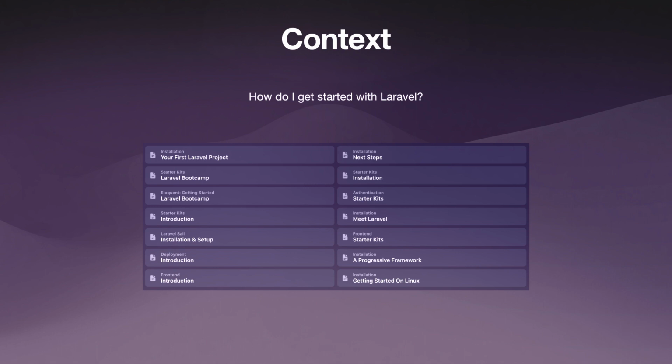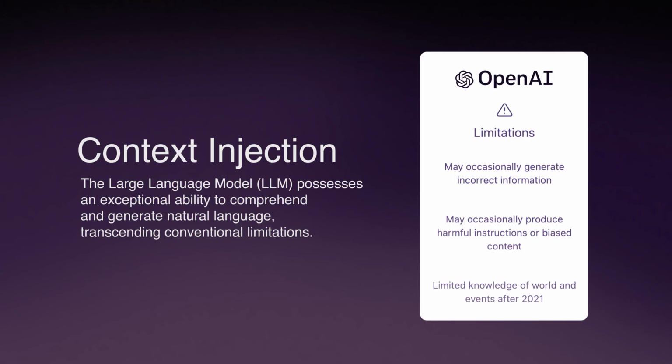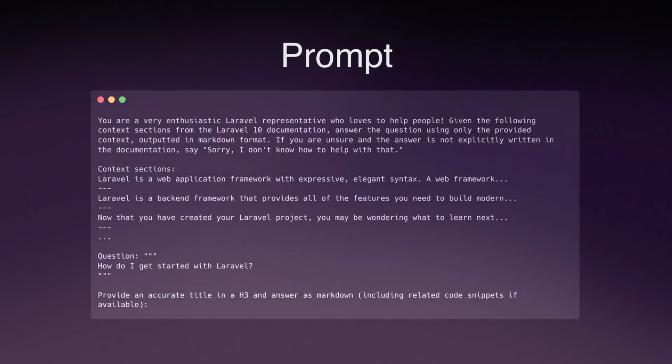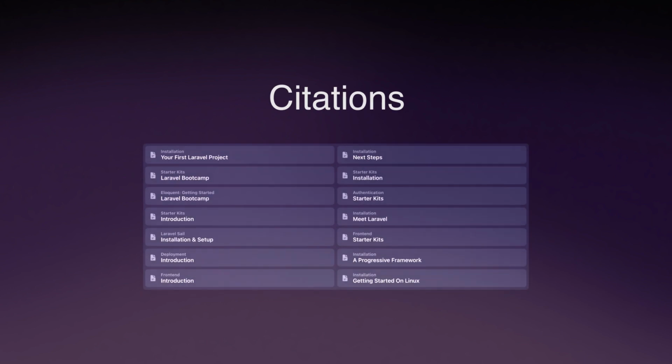We'll inject the context into a specially crafted prompt that we've written, and we'll send that off to OpenAI's large language model, or LLM. This way, it doesn't matter the information that the LLM was trained on. We're providing the specific context that we want it to work with. The LLM will then take our prompt and use it to generate a clear and concise answer. It will then pass it back to us so we can present it to the user in the user interface. We're then able to use all of the sections that we've got as citations for what the answer is. The user can click into those and read the docs as they would on the Laravel documentation page.